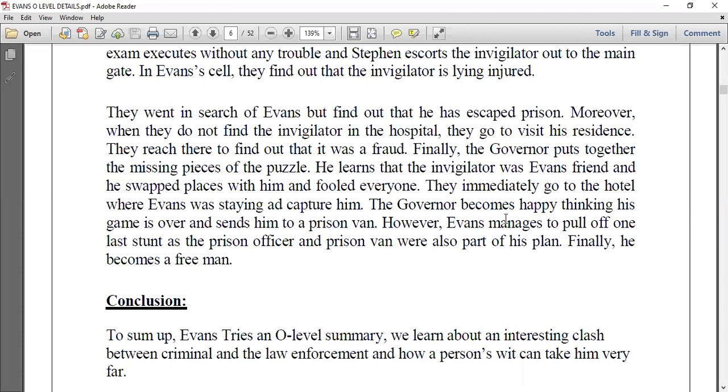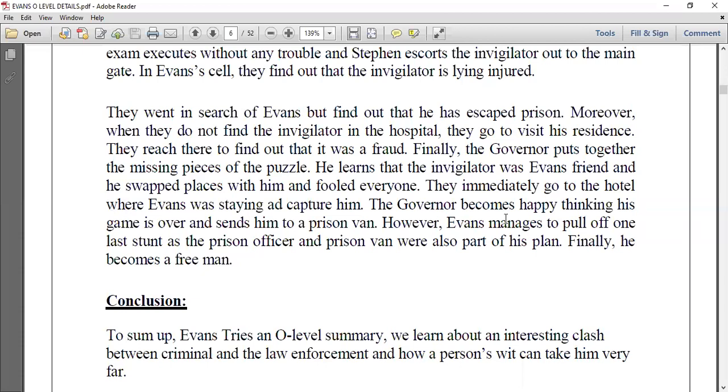But when the governor came to know that they did not find the invigilator in the hospital, they went to the visitors' residence, and there they found out that it was fraud. Everything was Evans's backup planning. So finally, the governor put together the missing pieces of the puzzle, analyzed everything, and learned that the invigilator was Evans's friend, and he swapped places with them and fooled everyone.